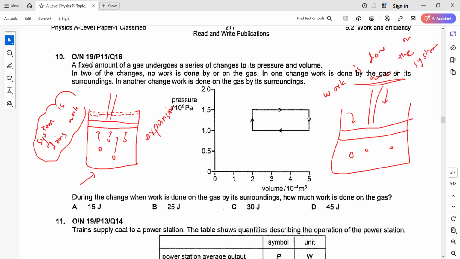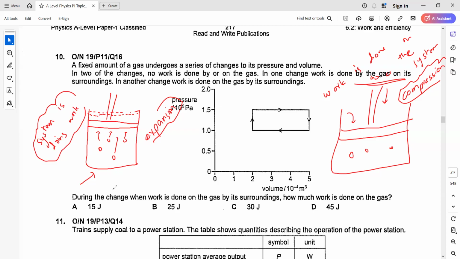Okay. So that's compression. Compression means to decrease the size of a gas, and expansion is to increase the size. So that is system doing work or work being done by gas. That's work being done on gas. Now that's the background of this question. They want us to know.